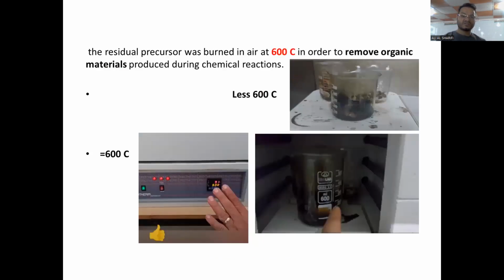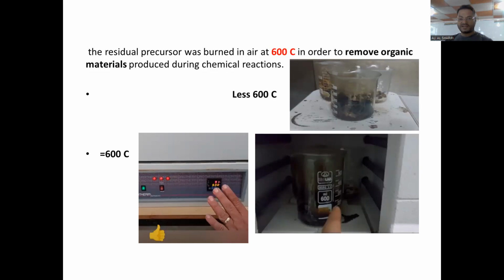The residual was burned in air at 600 Celsius. Why? To remove the organic materials from this chemical liquid. They are used during chemical reactions. When these organic materials are produced, they are produced during the chemical reactions of all of these contents. Because of that, we need to remove all of these organic materials, and that is why we burn all of these.